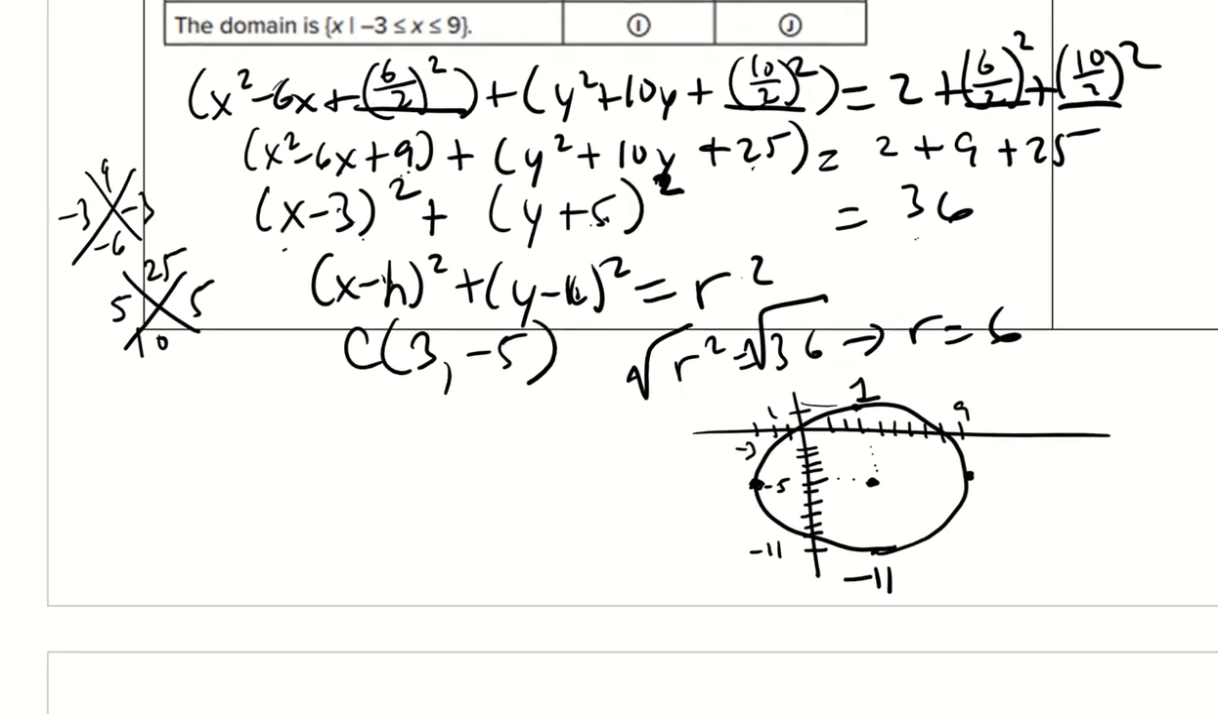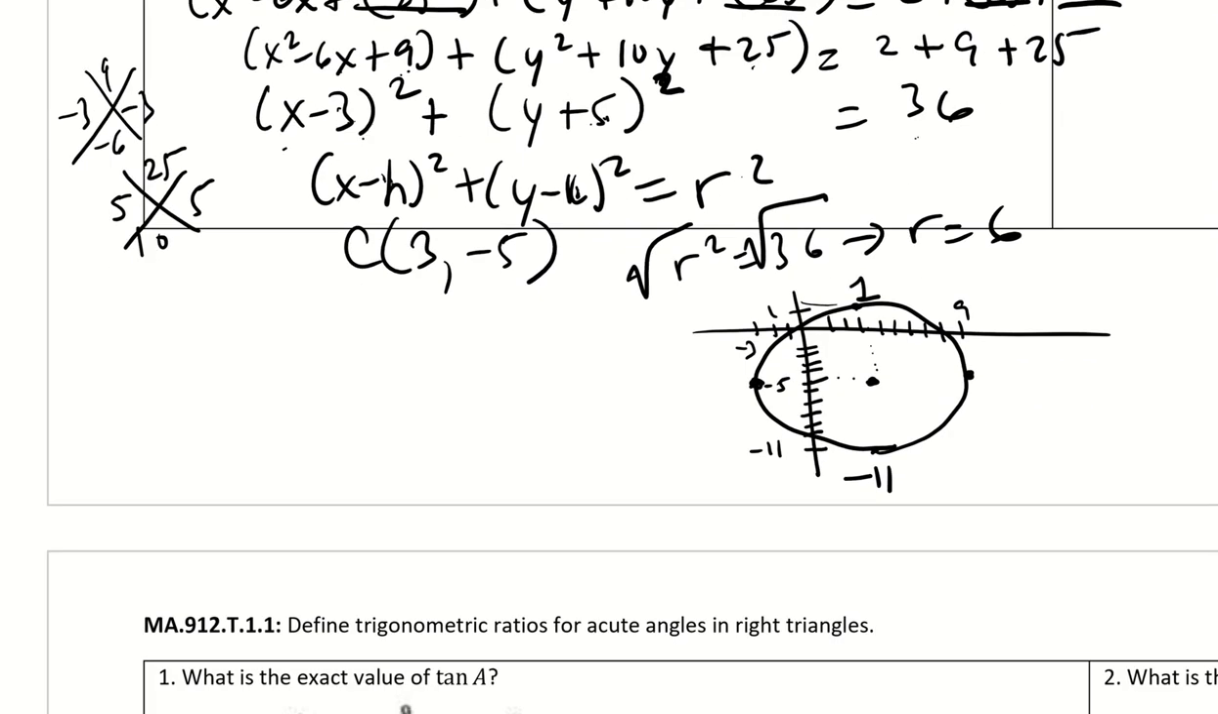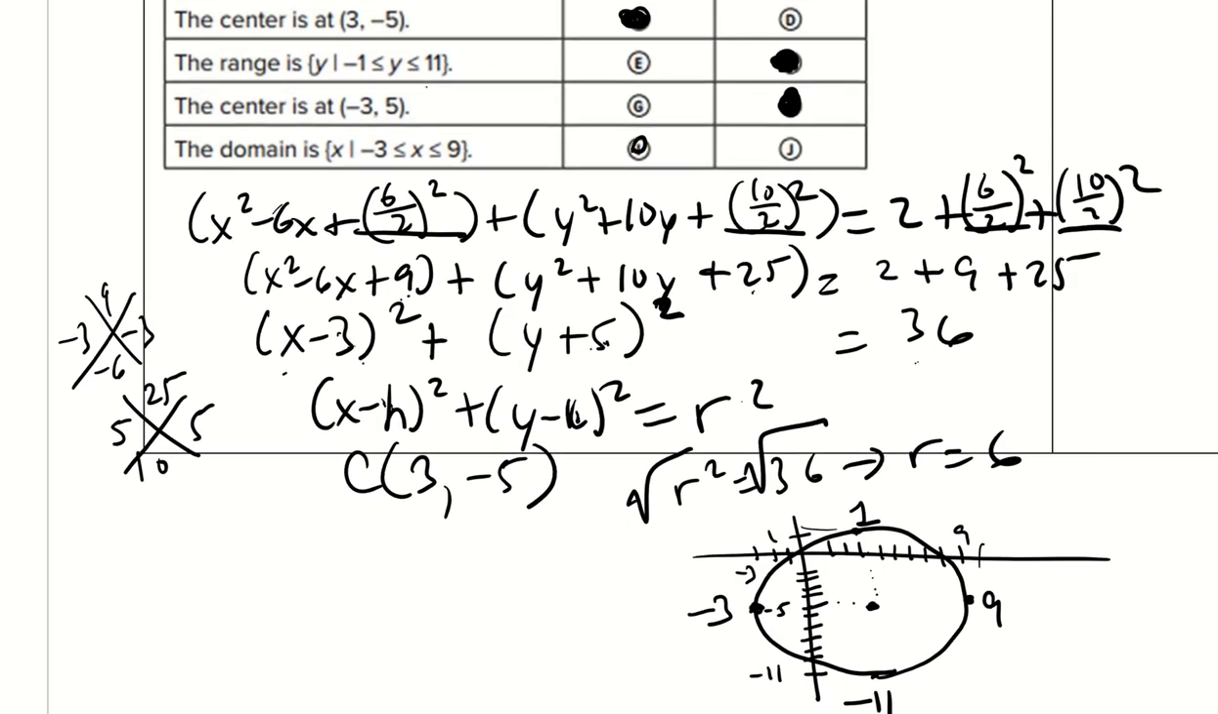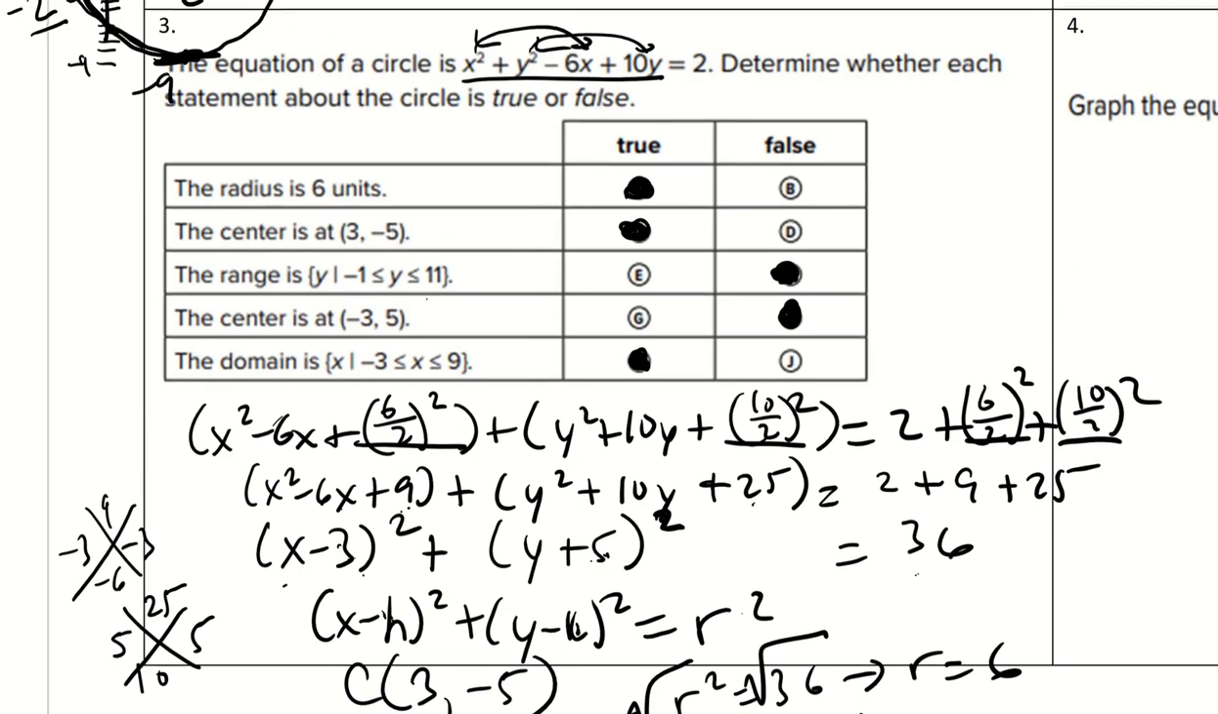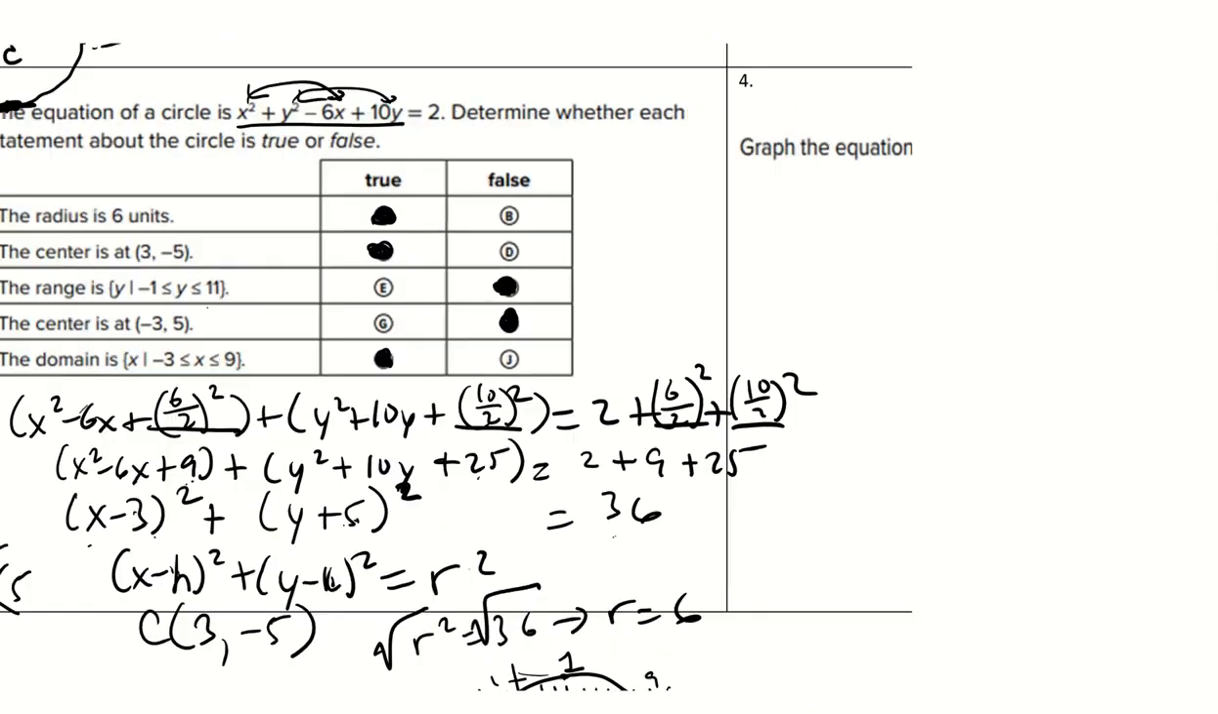All right, and then the domain is from -3 to 9. So the smallest x value is -3. The highest is 9. So this is going to be my answer. All right, that takes care of number 3.